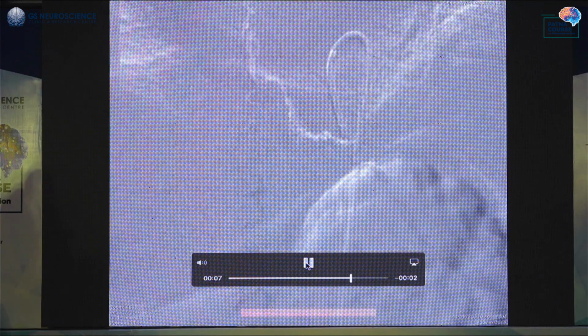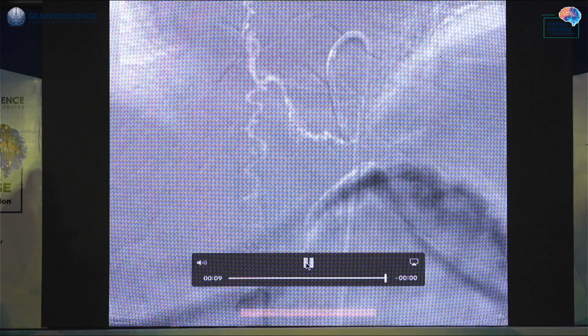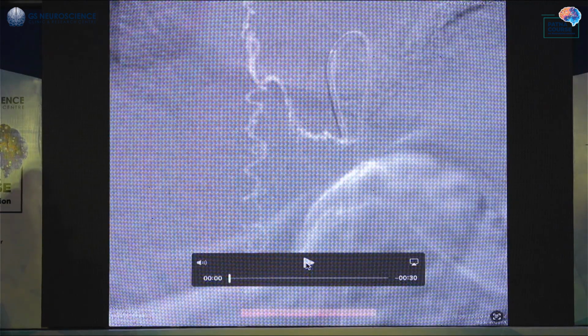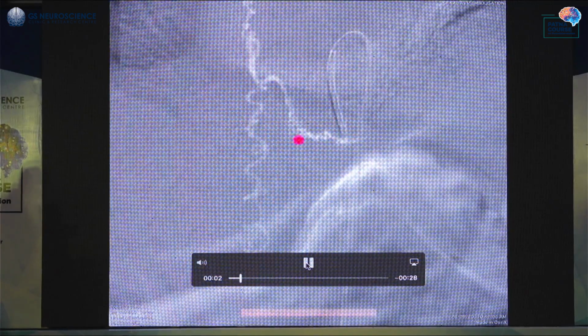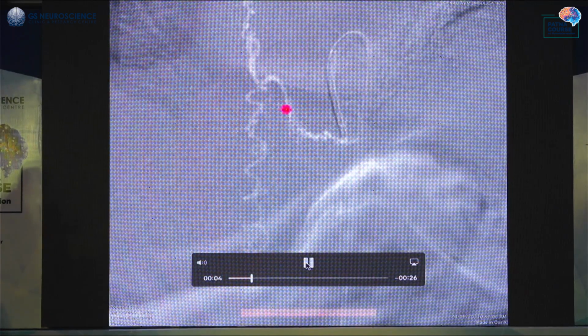No. This is what we are testing with contrast. We are testing exactly where we are and how exactly the contrast is behaving. And then this should be the glue injection. The aim of the injection is to fill up these up till maybe here.